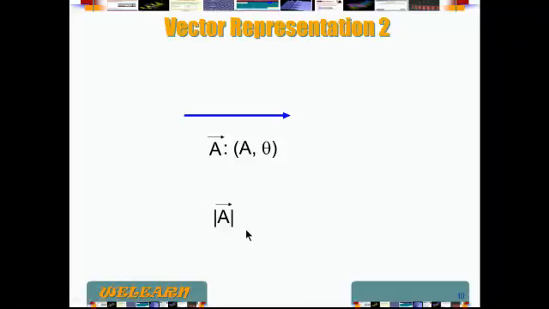Also in terms of notation, for the magnitude, we usually put the absolute value sign around the vector. So this tells us it's the magnitude of vector A. A by itself, or this vector A between the absolute value symbols gives us the magnitude of the vector.